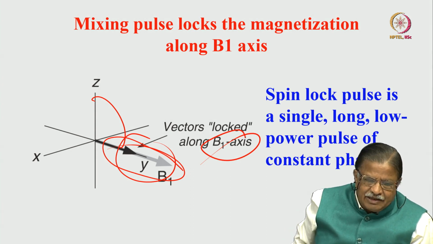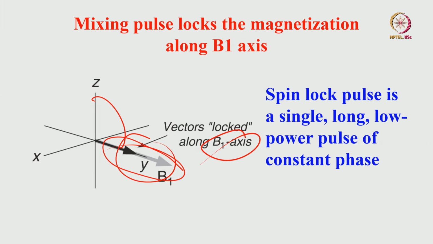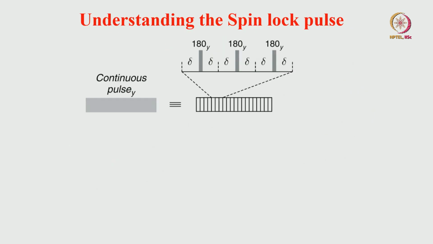What is the duration for which you apply this spin lock pulse? It is a soft pulse, a very low power pulse, of constant phase, for a long duration. For example, for a hard pulse, when you want to observe proton NMR, a 90-degree pulse could be 5 to 8 microseconds, as I said. Carbon-13 maybe slightly more. Whereas here, the long soft pulse is of the order of milliseconds: 10 millisecond, 20, 50, 80 millisecond, like that. That is the spin lock pulse.